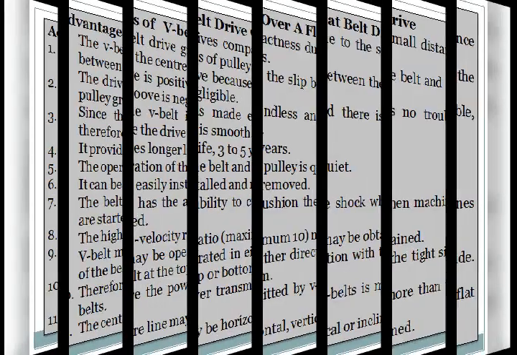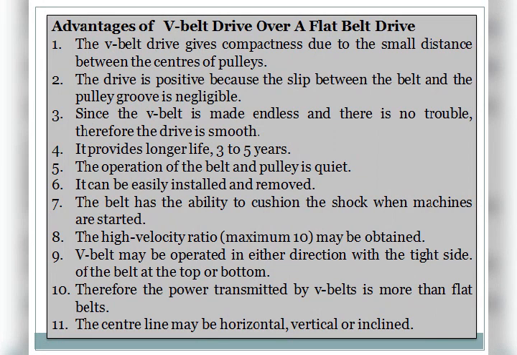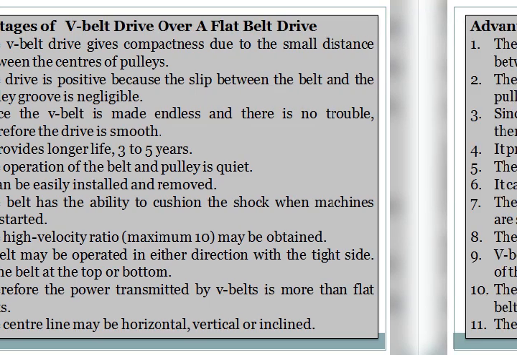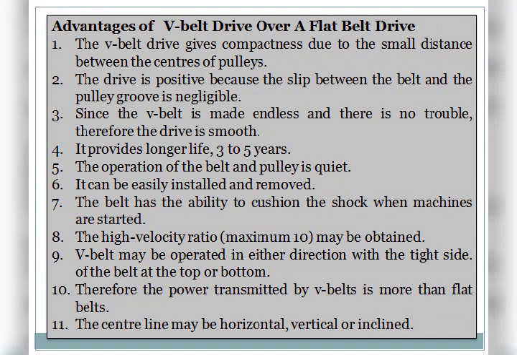In an open belt, it is a continuous running belt, and however much length is required, we are going to stitch it at the end. But in case of V belt, it is made like a single element, and it provides longer life. Generally, V belts have a long life of 3 to 5 years. The operation of the belt and the pulley is quiet, so there is no question of sound or noise in case of V belt as compared with the flat belt. It can be easily installed and removed.